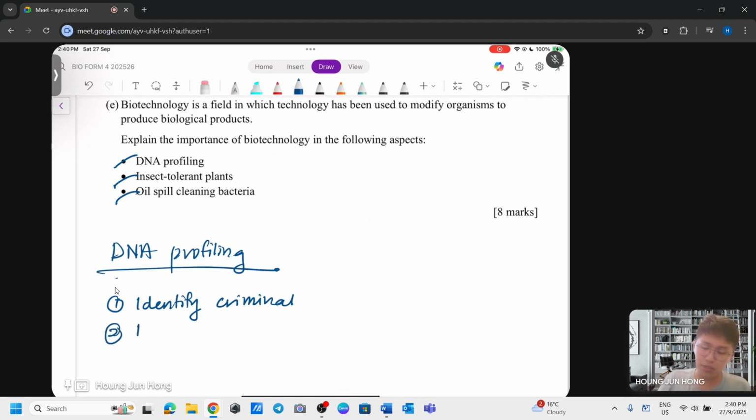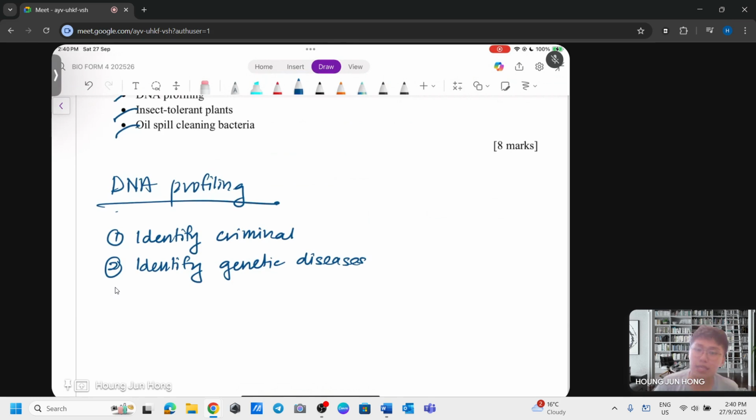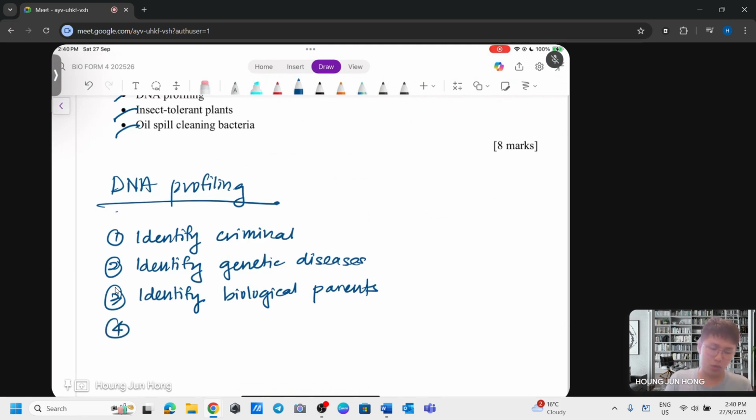Next, you can also use this to identify genetic diseases. Typical gene study or consultation, they can tell you about all the diseases. Next, you can also use this to find your father and mother, find your biological parents. So you can use this for paternity testing of your biological parents. And then finally, this one is a bit special, but you can also check for compatibility.